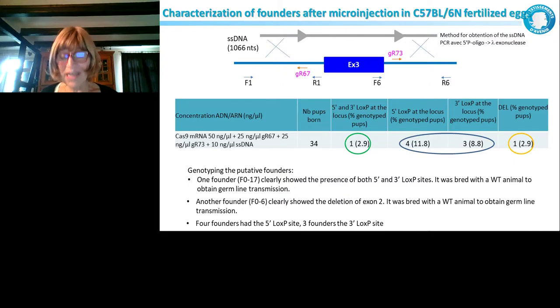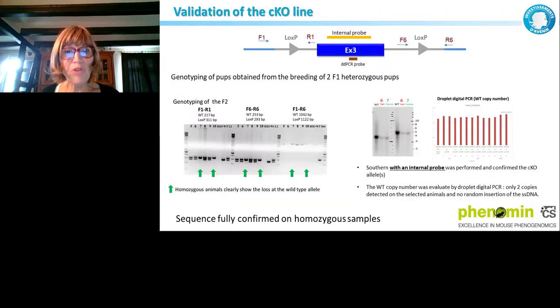But we also observed, and that was already described in between, that we obtained 4 animals that had only the 5' LoxP site and 3 animals that had only the 3' LoxP site. But it's possible to obtain what we want because we bred heterozygous pups that had both LoxP sites on the same allele. We showed that indeed they were on the same allele, which is important, not on opposite alleles, on different chromosomes.